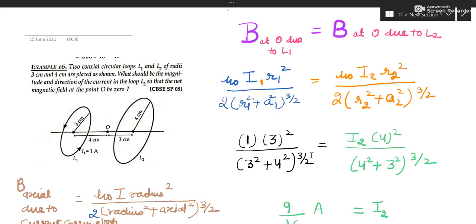So hello children, in this video we will discuss the numericals based upon current carrying circular loops, at the axial point and at the center. So let us look at the first numerical.